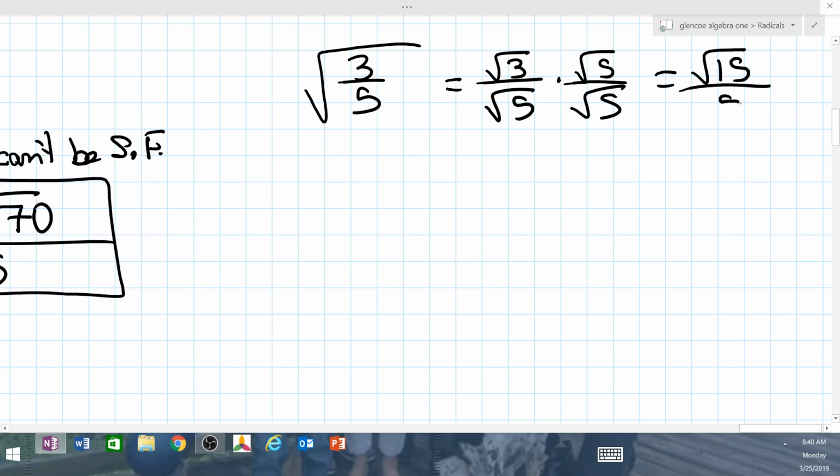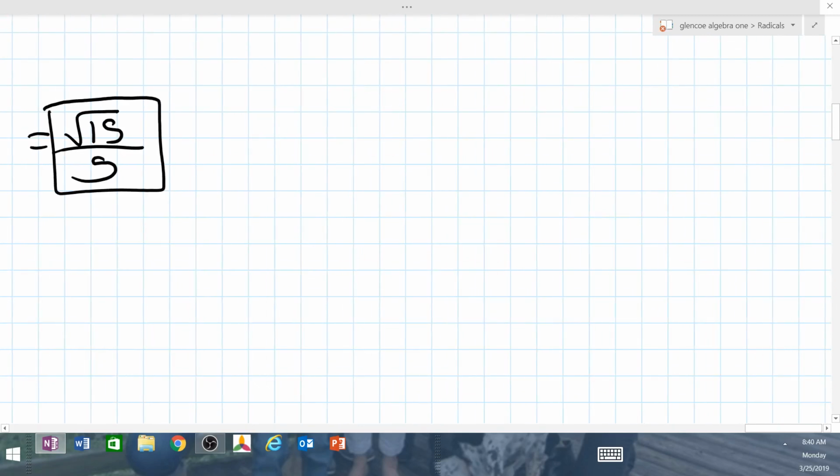Radical 15 over 5. Why can't I reduce that? Who can tell me why? Outstanding. 15 is under a radical, 5 is not. You can only reduce a radical with a radical, non-radical with a non-radical. Okay, how about another problem?